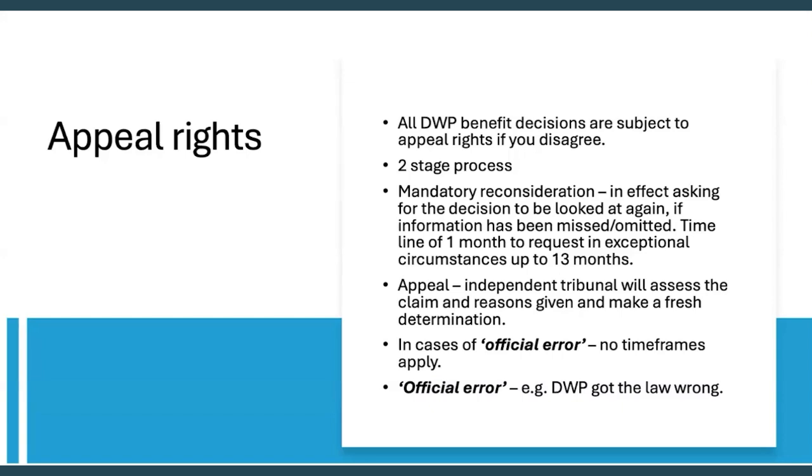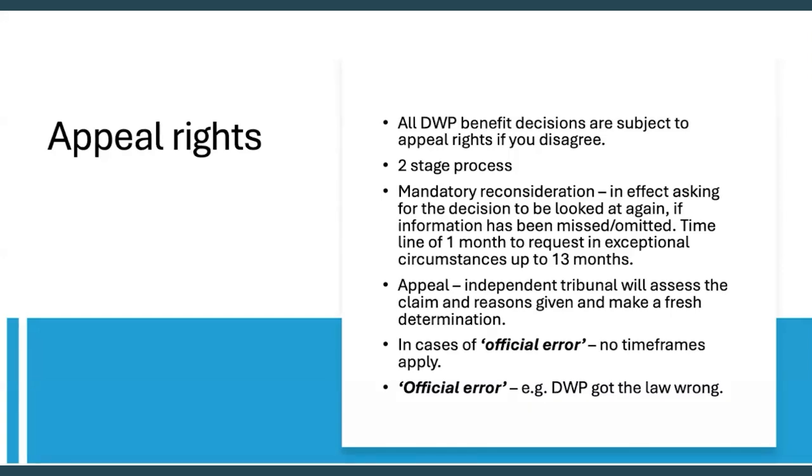Once a mandatory reconsideration has been completed, if you're still not happy with the decision, the next stage would be to refer the matter to the independent tribunal. The tribunal will look at all of the evidence again, see whether the decision was correct, and then make a fresh determination.